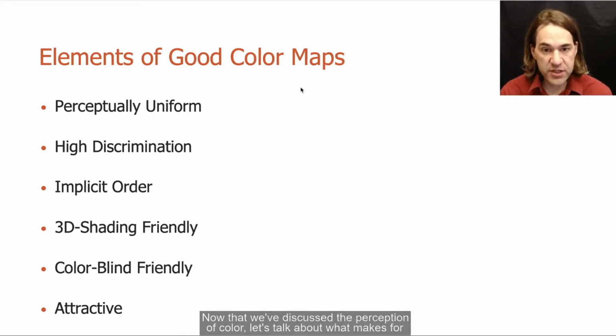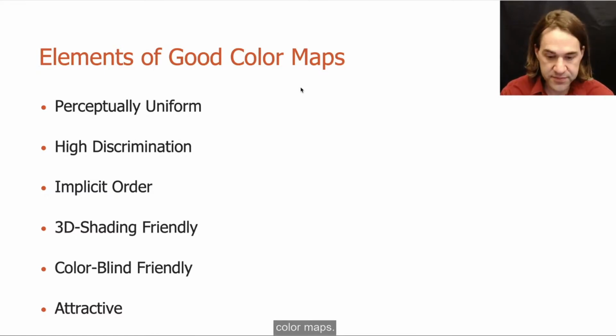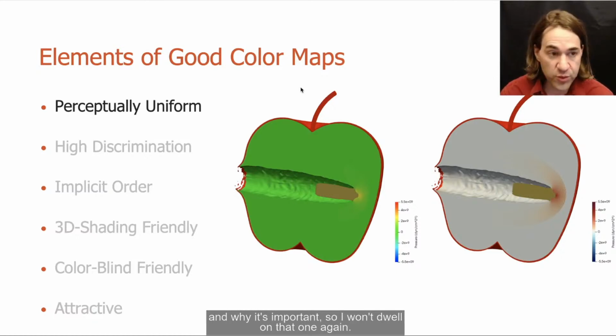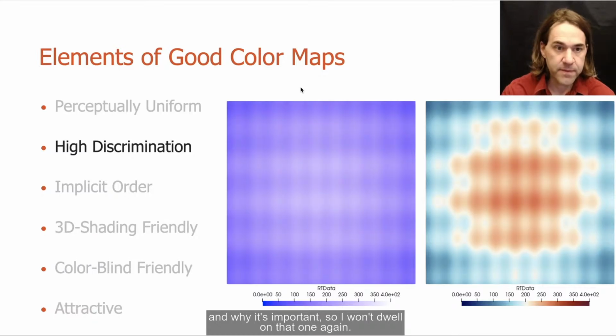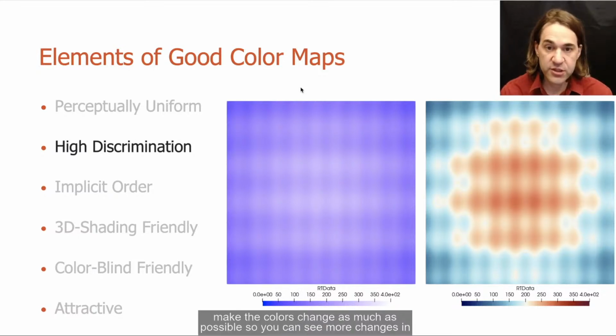Now that we've discussed the perception of color, let's talk about what makes for a good color map. Here are some general elements of good color maps. We've already talked at length about what it means to be perceptually uniform and why it's important, so I won't dwell on that one again. In general, you want to maximize the amount of discrimination. That is, make the colors change as much as possible so you can see more changes in your data.